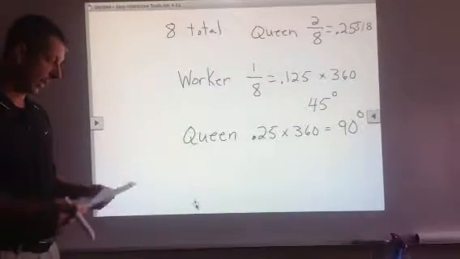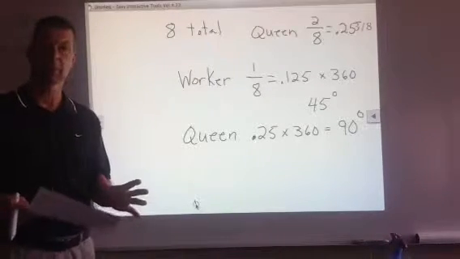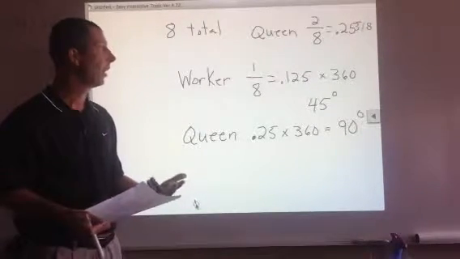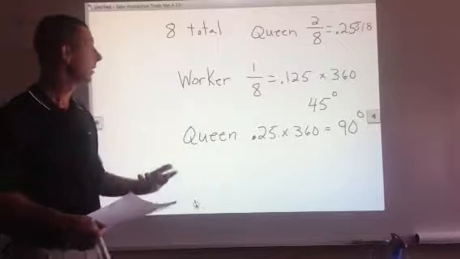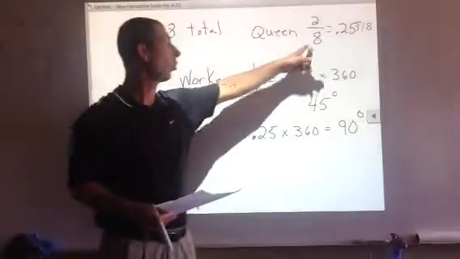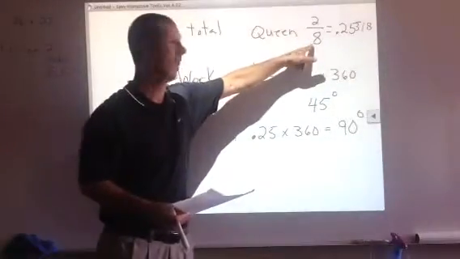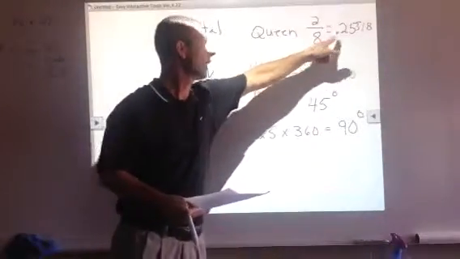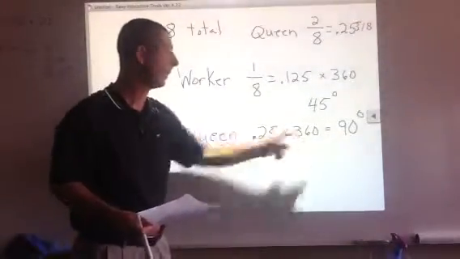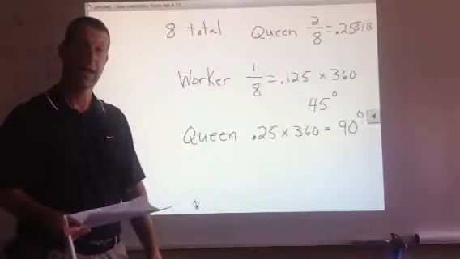Okay, now we're taking a look at a pretty difficult one. This is to construct a pie chart. A pie chart is sometimes called a circle graph as well. What we've got going on here is we've got to find out the total. They deal with types of ants. There's 8 total ants that this individual found in their yard. 2 of them are queen ants, 2 out of the 8. So that's 0.25 or 25%. So we take 0.25 and multiply it by 360 because there's 360 degrees in a circle.